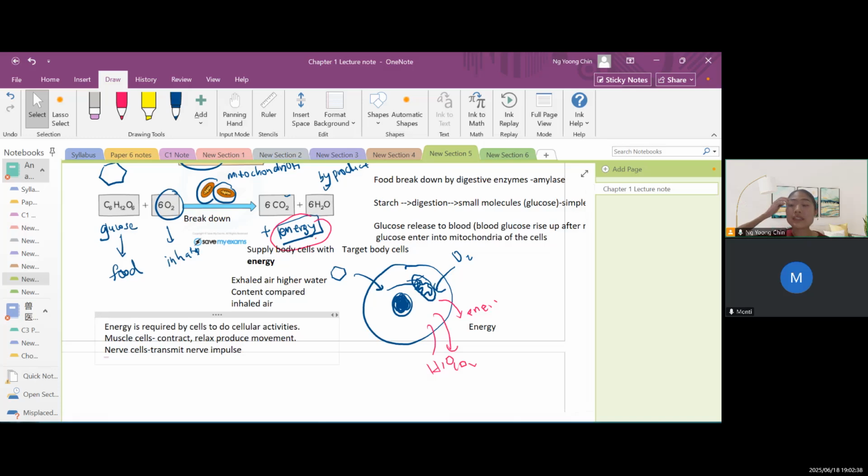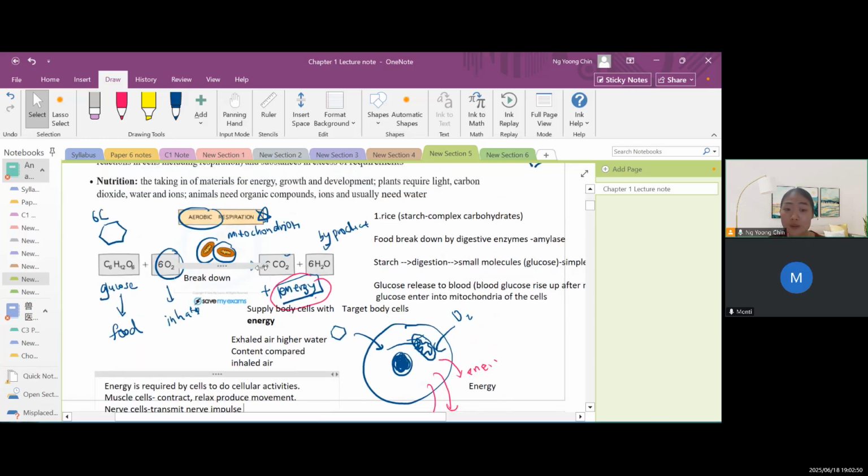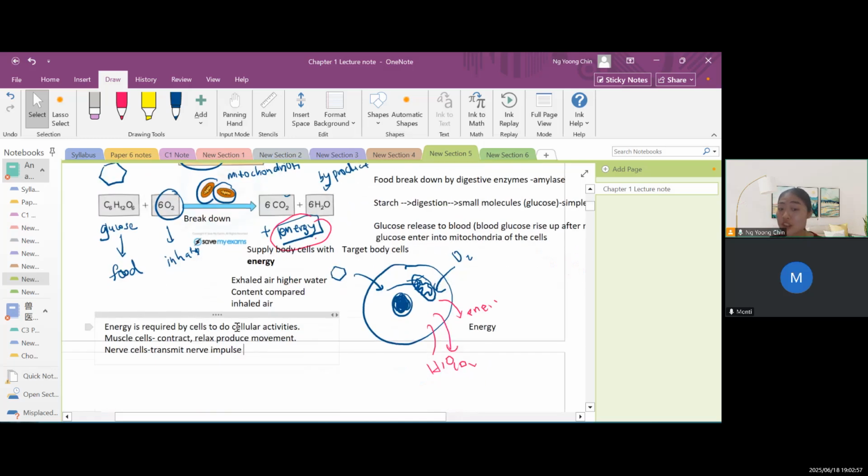So Monty, why do we need to eat every day? We cannot skip our meal. We need the foods. The foods will be burned out through aerobic respiration to release the energy. So the energy will be supplied to our body cells to do their functions, their own cellular activity. Can you get me?